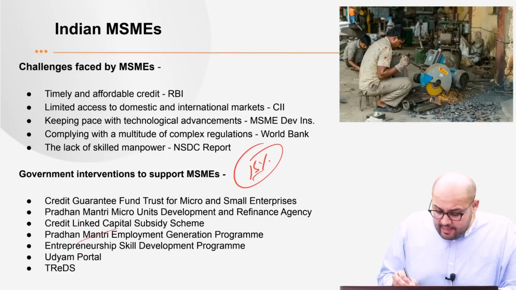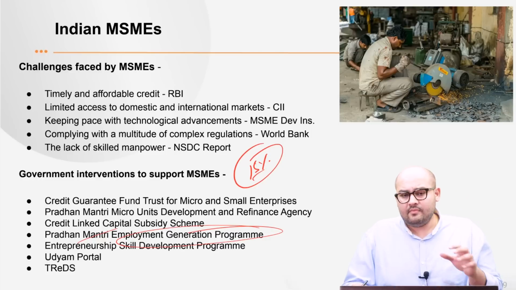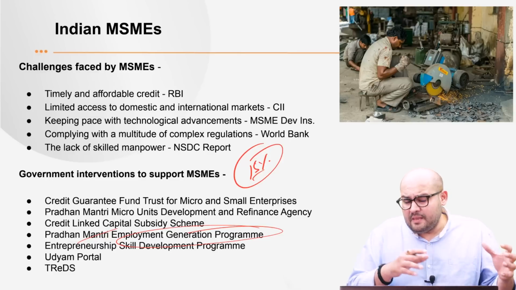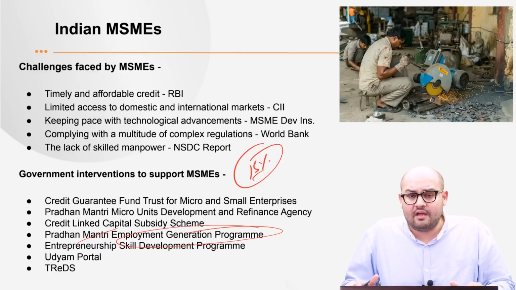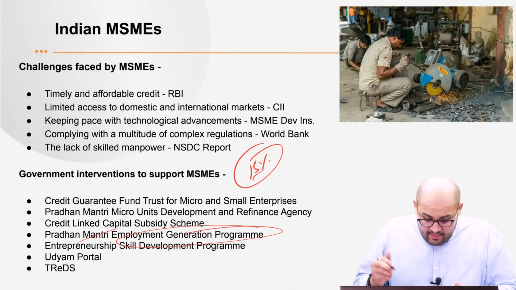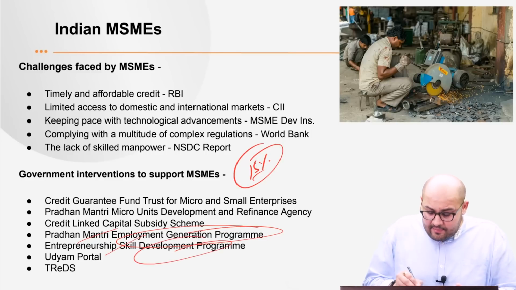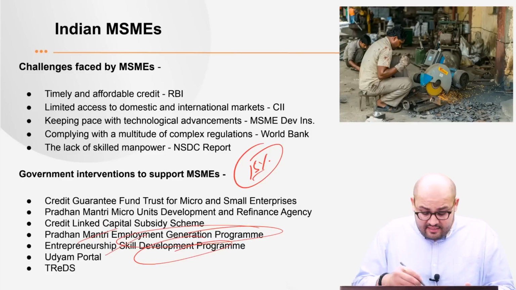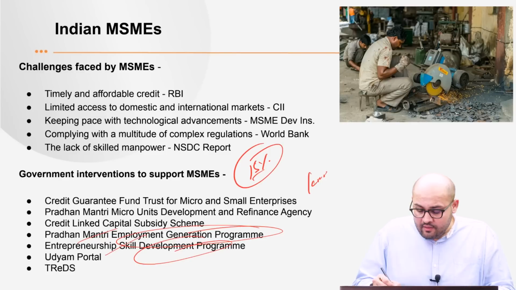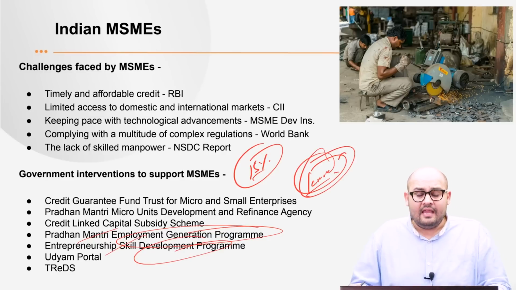Next is the Pradhan Mantri Employment Generation Program. This basically provides opportunities to different people, especially in the rural parts of the country, so that they can focus upon having their own enterprises, right? One thing you need to keep in mind is that this scheme, the Pradhan Mantri Employment Generation Program, has almost helped 1 crore enterprises in the country, right?